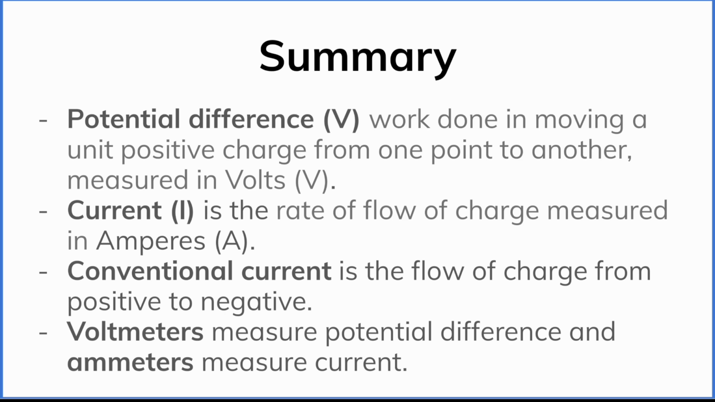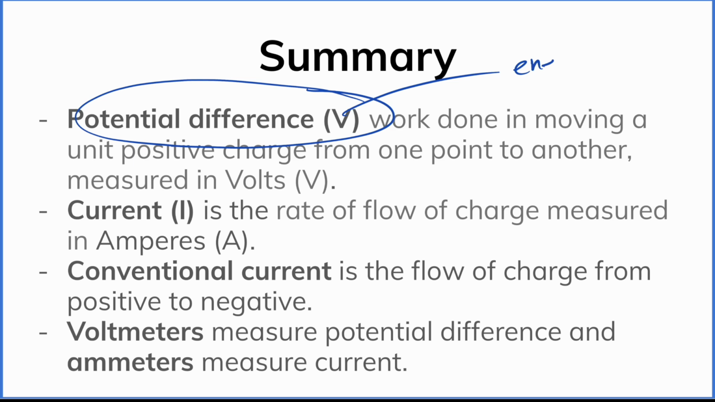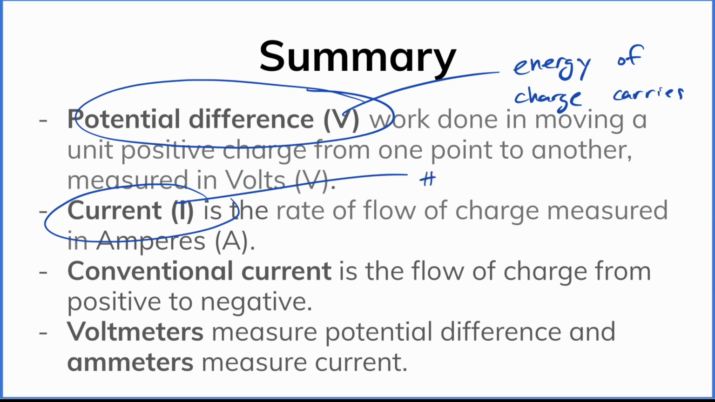In summary, potential difference is the work done in moving a unit positive charge from one point to another. Current is the rate of flow of charge measured in amperes. Conventional current is the flow of charge from positive to negative. Voltmeters measure potential difference and ammeters measure current. And the key idea here is that potential difference is related to the energy of the particles, the charge carriers, and the current is related to the number of charge carriers. So that's the most important point of this video. And that's it for potential difference and current.